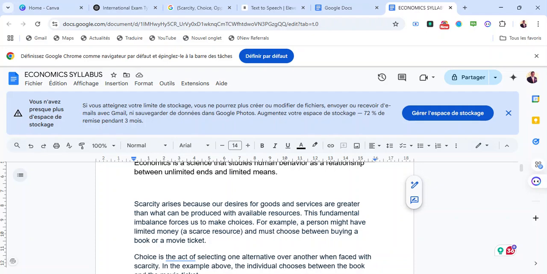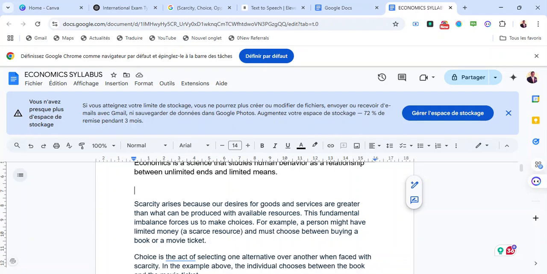Or we have services like, for example, teaching. You see that with the services, we have limited teachers. The service of teaching is going to be limited. So that is what scarcity is. It says scarcity arises because our desires for goods and services are greater than what can be produced with available resources. These fundamental imbalances force us to make choices.